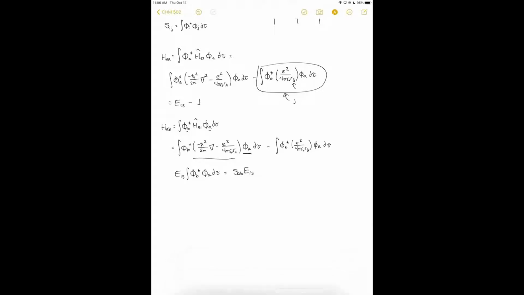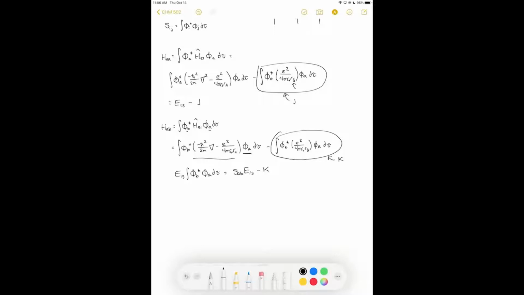And the same thing that we did last time is we really can't get a nice solution for this integral, so we slap a new label on it and we call it K. So we have that HAB is equal to SAB times E1s minus K. Now, we have these integrals that are J and K, and we can think about them in terms of what they mean. So J is called the Coulomb integral, and it is talking about how an electron, if we model it as a diffuse charge, around nucleus A interacts with a different nucleus B.